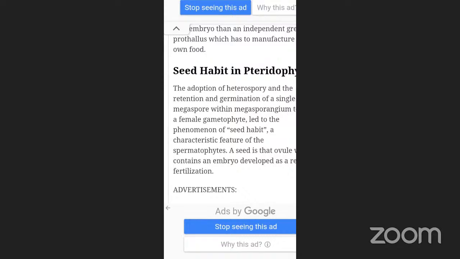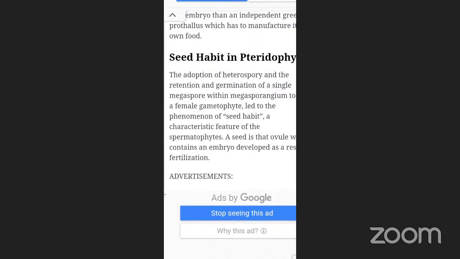Okay. So here, heterospory has resulted in the reduction of the haploid gametophyte phase, which is no longer independent and derives its food material from the parental diploid phase. The gametophytes are also reduced in accommodating themselves within the spore.